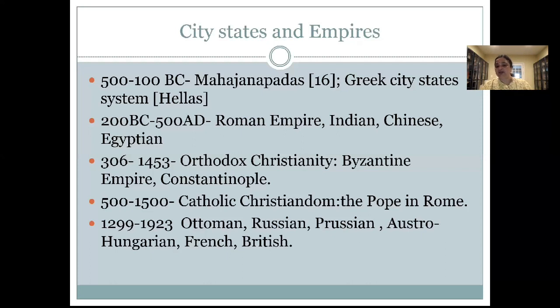500 to 1500, you see Catholic Christendom, where the Pope in Rome becomes very powerful. You have Machiavelli's The Prince, which talks about it, and the whole issue of the separation of the church from the state is a major paradigm shift in international relations and political science. 1299 to 1923, you have the major powers of Europe who in 1815 became the Ottoman Empire, who also is called the Old Man of Europe, the Russian Empire, the Prussian meaning Germans, Austro-Hungarian, the French and the British.